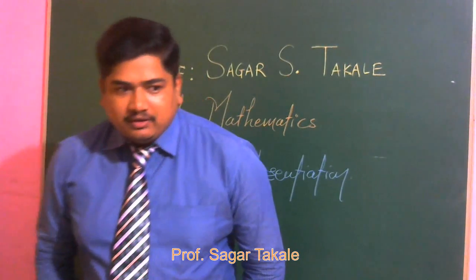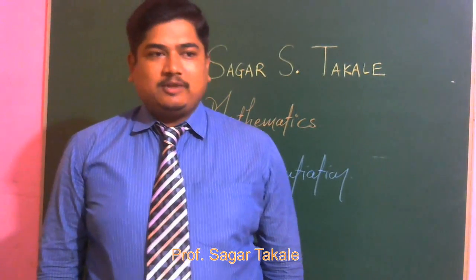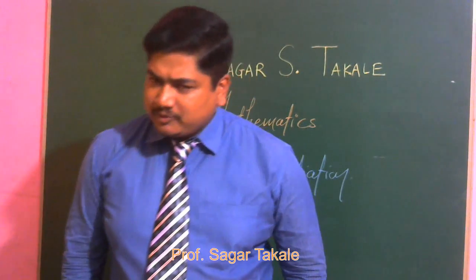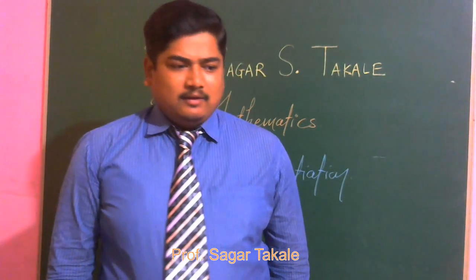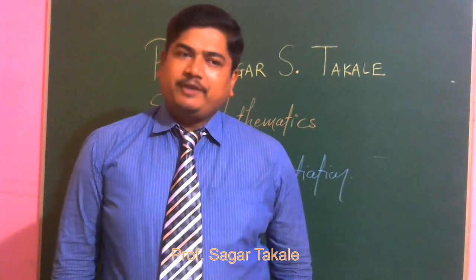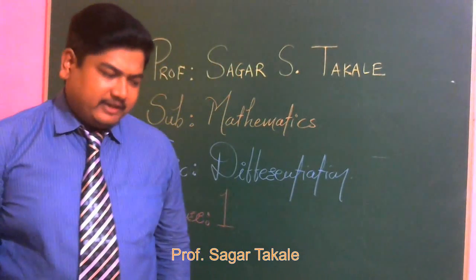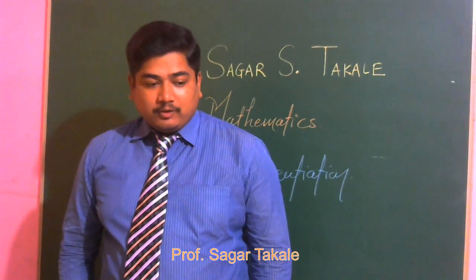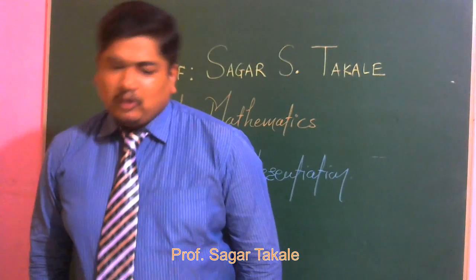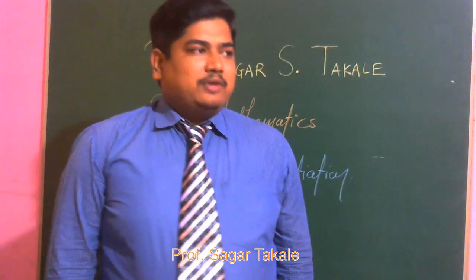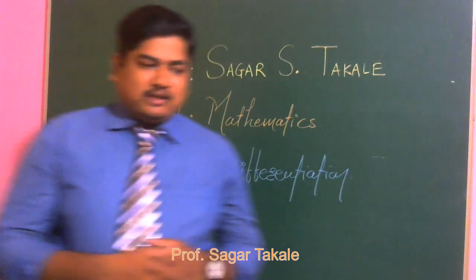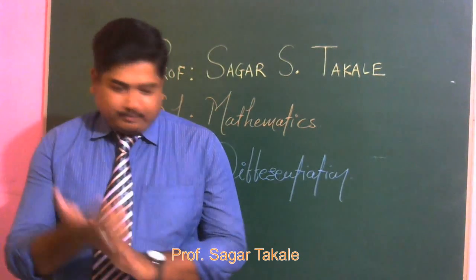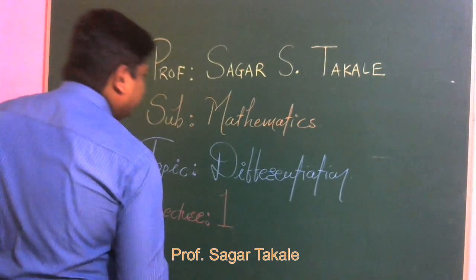In coordinate geometry, you have learned how to write the equation of the line. You have learned almost 4-5 types of equations. Which types of equations have you learned? Yes, slope point form, slope intercept form, double intercept form, and 2-point form. I think you know all these types very well. Today we are going to extend that particular concept, and first of all I would like to ask you, what do you mean by the slope? I hope you remember the meaning of slope.